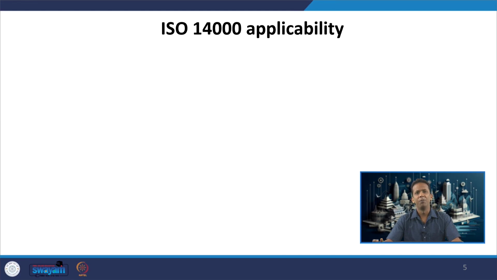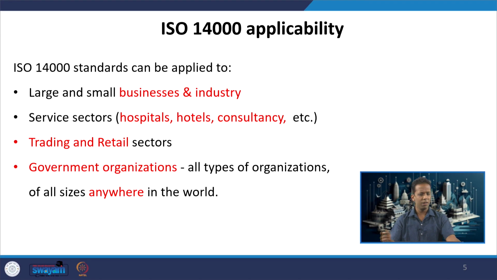And for whom is this ISO 14000 applicable? I would say it is applicable to almost any kind of organization, whether large scale or small scale business or industry, whether a service sector like hospitals, hotels, consultancy, whether trading and retail sectors or government organizations of any size anywhere in the world. Because, like I said, material and energy is consumed by almost every organization. It does not matter what the size of the organization is, whether it is public or private, whether it is in manufacturing, service, retailing or distribution.